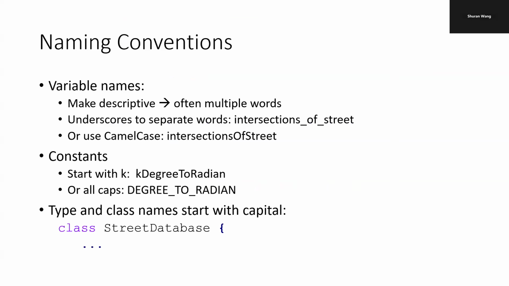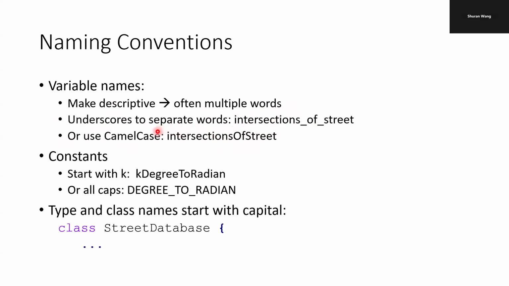General guidelines for naming conventions. Variable names should be descriptive, often in multiple words. Discuss within your group to decide whether you want to use the underscores to separate words. This should be all small alphabets, underscore separated. Or use camel case.